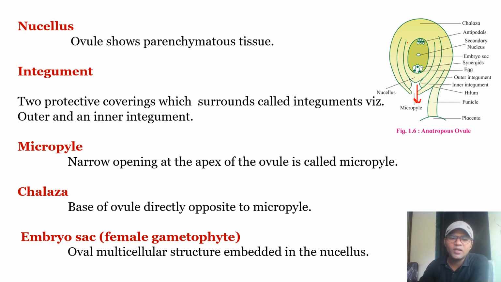Next is chalaza. Chalaza is nothing but the structure opposite to the micropyle, or the opposite pole of the micropyle. This part is called a chalaza. And embryo sac. Embryo sac is a multicellular structure embedded within the nucellus. The structure inside the nucellus, that is said to be the embryo sac. This part.